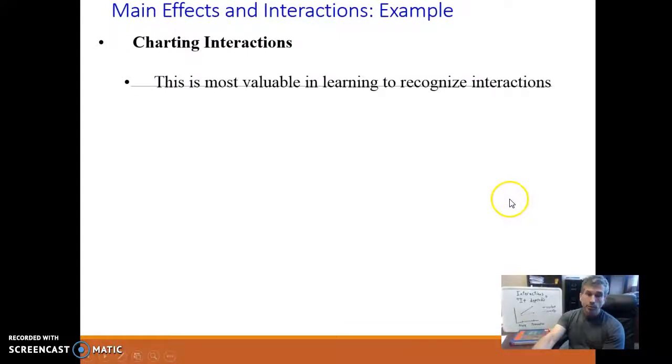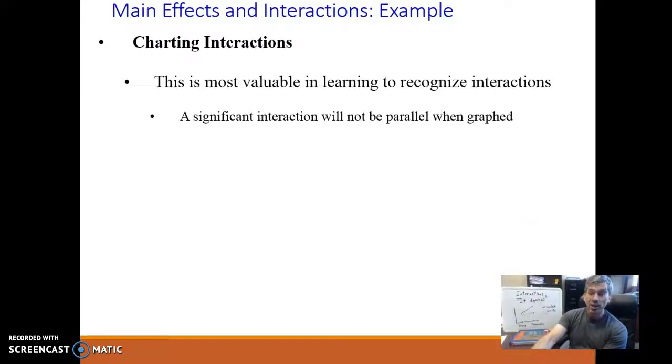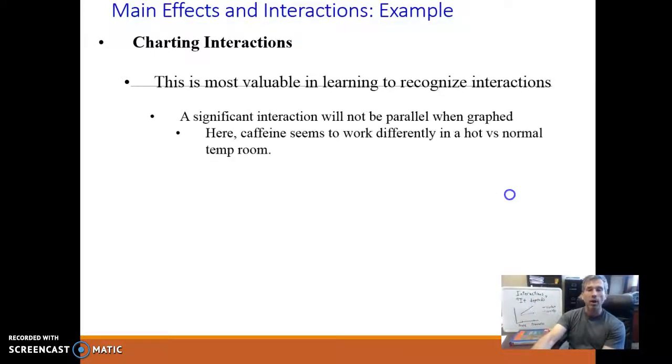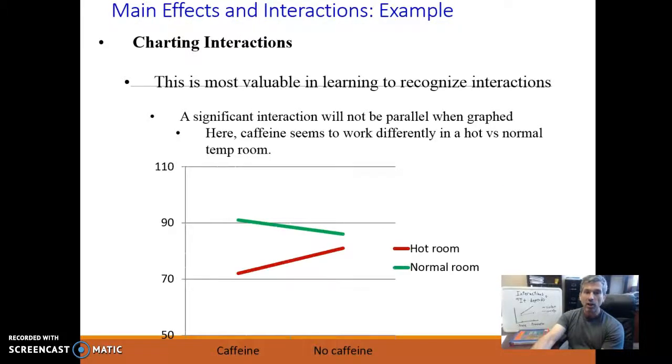So a pretty common way of recognizing interactions is the sort of thing I did up there, creating a line graph and looking at whether or not those lines are parallel. So here's a chart of that exact same data. These are all the same numbers. They haven't changed. Here is our normal temperature room. Here is our hot room. Notice that caffeine works very differently in a hot versus a normal temperature room.